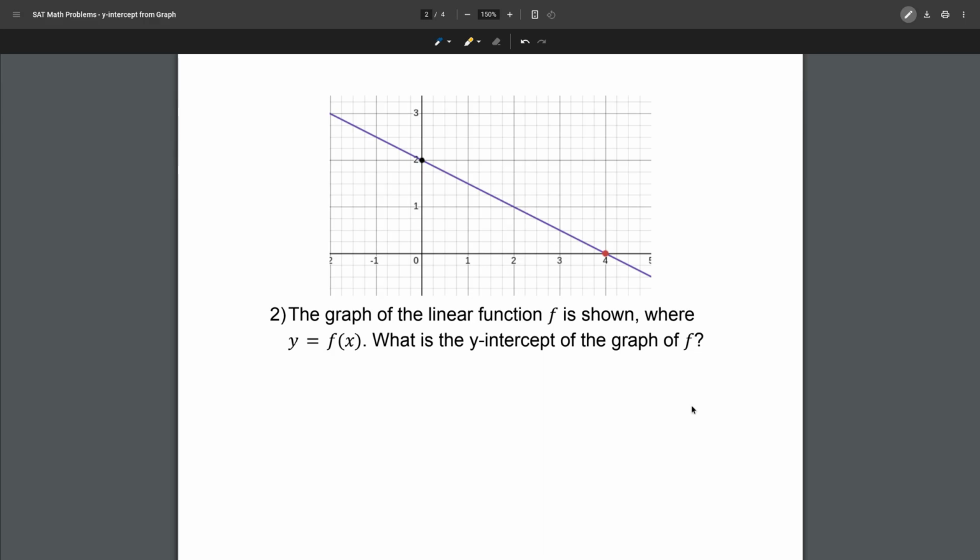Okay, are we back? All right, so let's circle where the y-intercept is. So it's where it crosses the y-axis, right here. You can see it crosses at 2. The y value is 2 on the y-axis. The x value is 0. So the y-intercept is going to be (0, 2). Okay? All right, let's try another one.